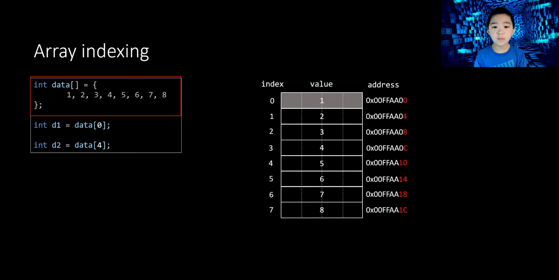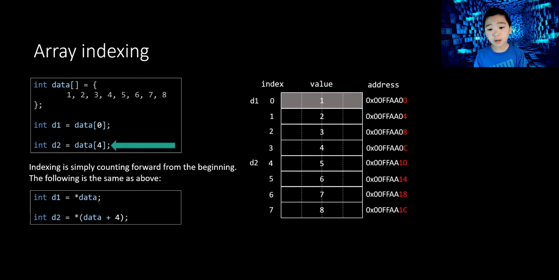The first statement defines an array of integers from 1 to 8, and every element takes 4 bytes in memory. For the second statement, we get the first element in the array using the index 0. Then we get the index 4 in the array, which is going to be the fifth element since the array index starts from 0. So why does the index work that way?